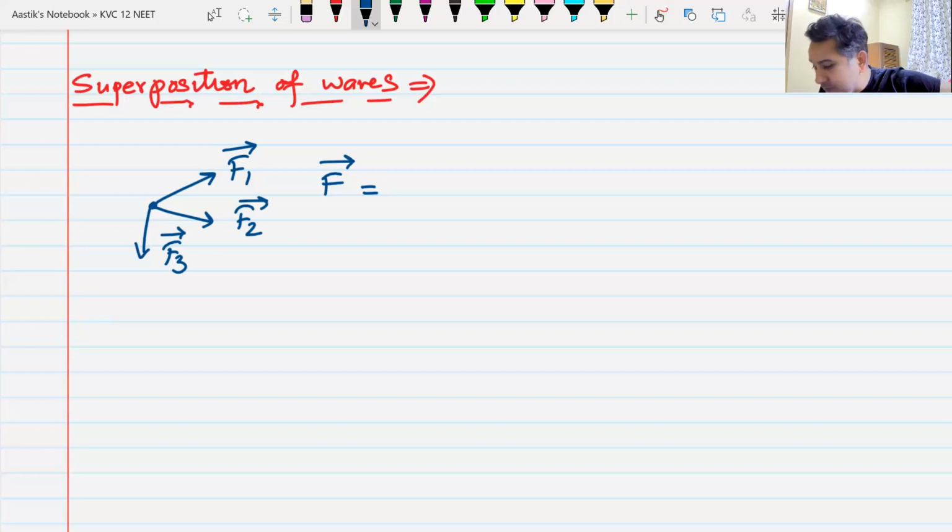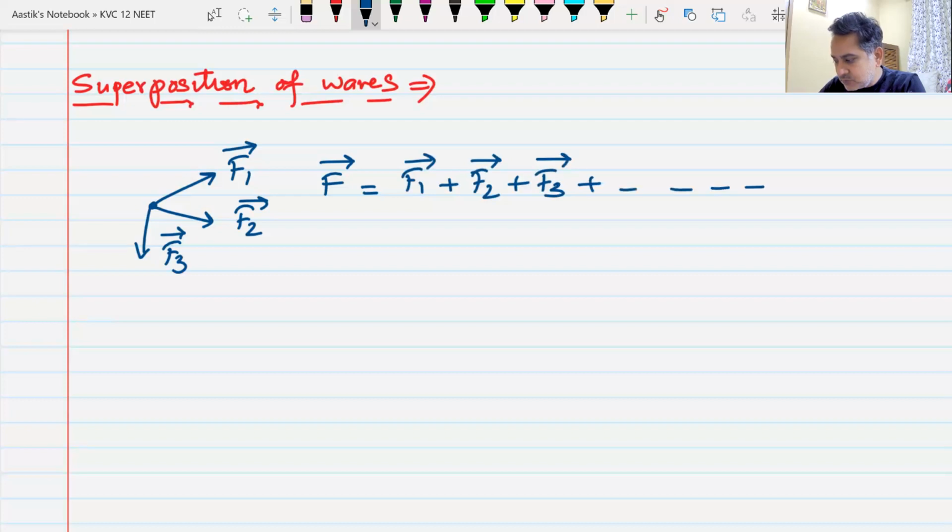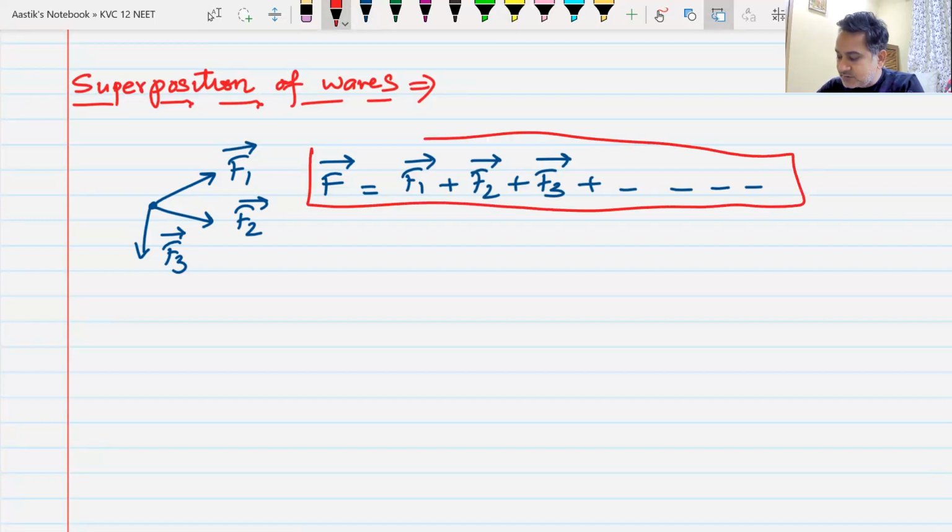If I have to find the net force acting on a particle on which a large number of forces are acting, how do I find it out? I find it out by adding all these forces vectorially. Do we now remember it? This principle is known as the principle of superposition of forces. The net force acting on the particle is the vector sum of all the forces together.